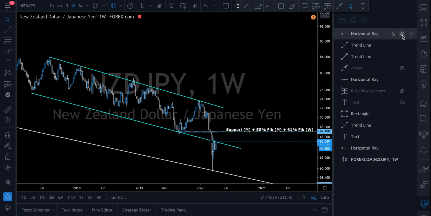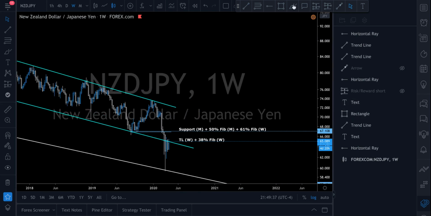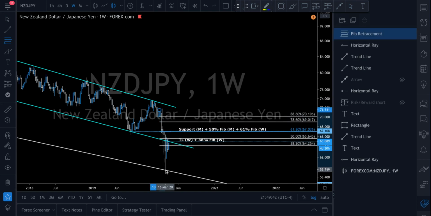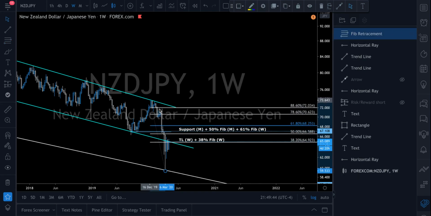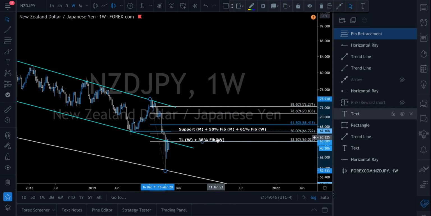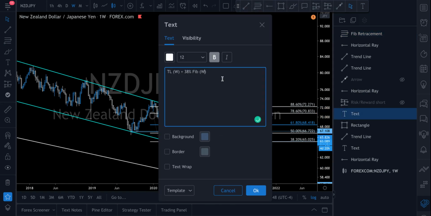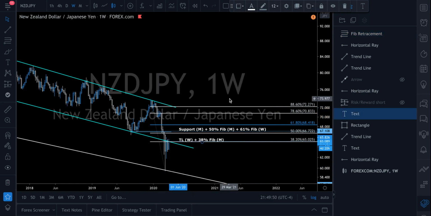So we've got this weekly time frame trend line, and then we also have it lining up perfectly with this 38 fib level, which also, as you can see right here, created an area of resistance, which is structure.